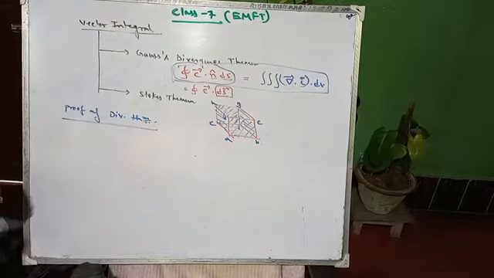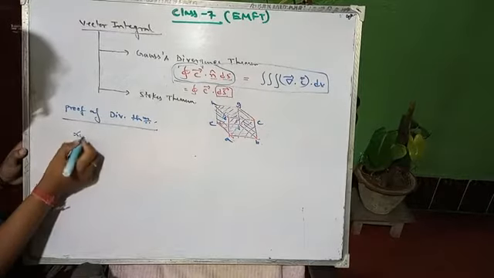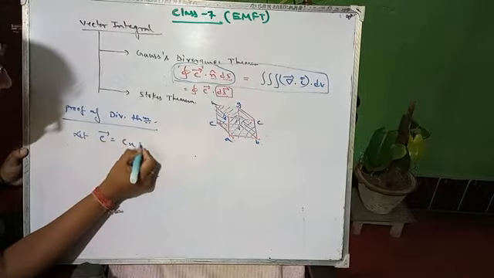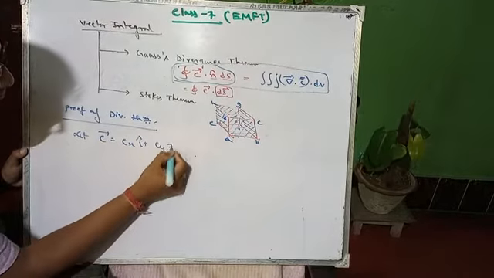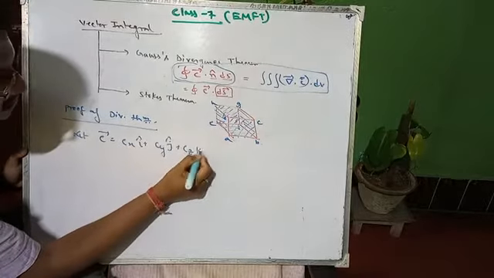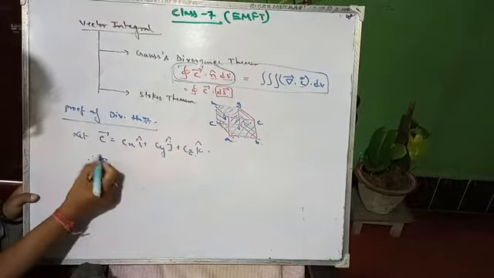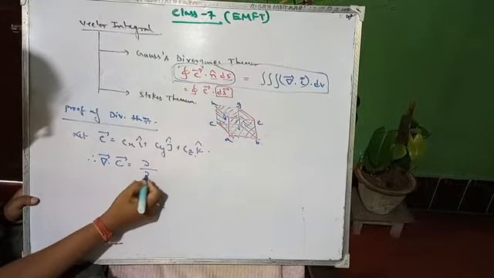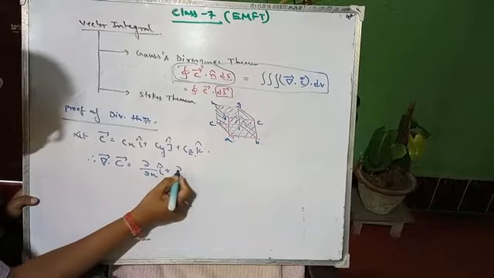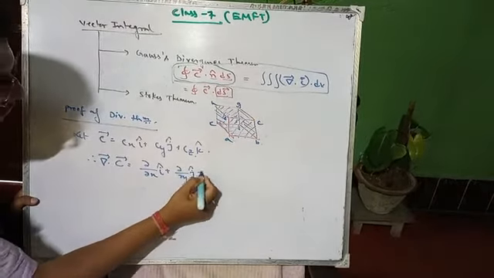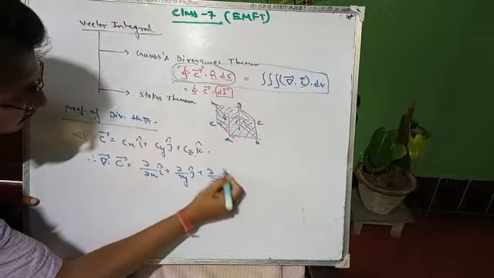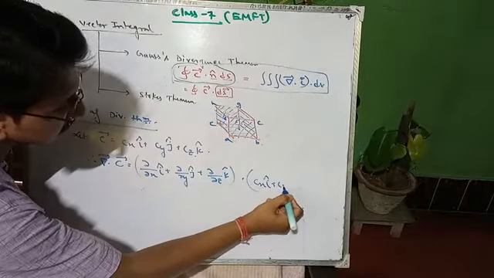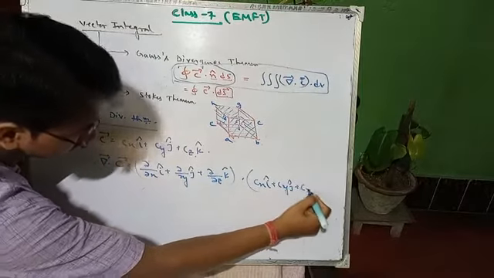Okay, so what is the proof? Let us consider the vector C equals Cx i cap plus Cy j cap plus Cz k cap. Now we are taking the divergence. So what is the divergence? Last day I discussed del/del x of i cap, del/del y of j cap plus del/del z of k cap, making a dot product with Cx i cap plus Cy j cap plus Cz k cap.